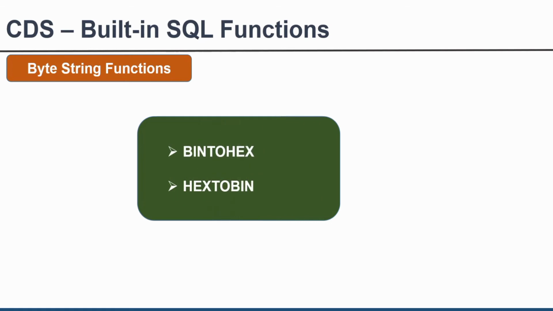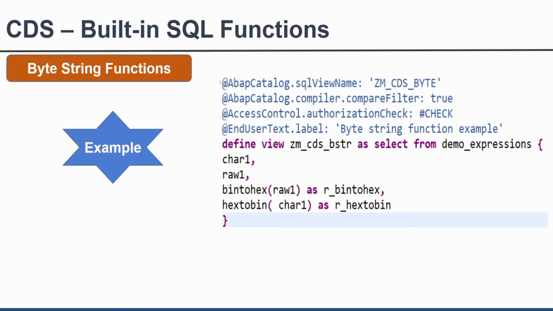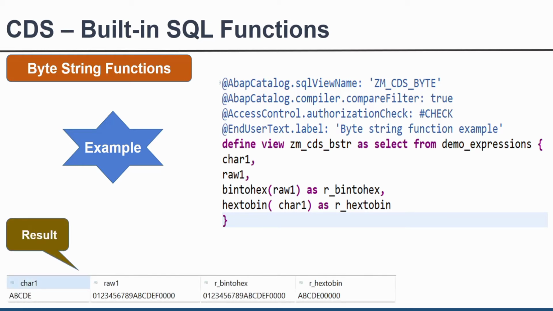Byte string functions. We have two byte string functions, bin to hex or hex to bin. Again, an example selection from the same demo_expression table, and here's the output.